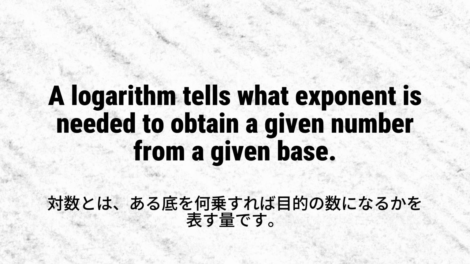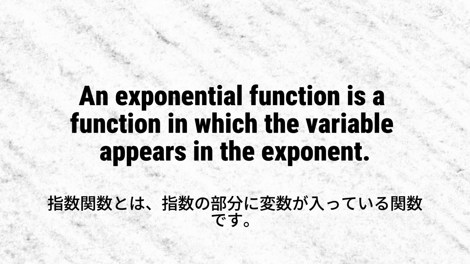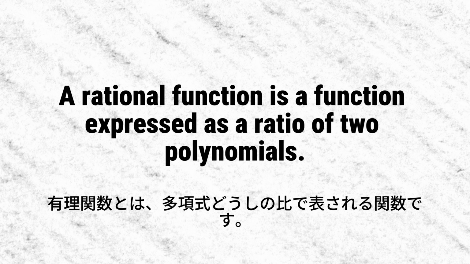A logarithm tells what exponent is needed to obtain a given number from a given base. The base of a logarithm is the number used as the repeated multiplication reference. An exponential function is a function in which the variable appears in the exponent. A polynomial function is a function defined by a polynomial expression in the variable. A rational function is a function expressed as a ratio of two polynomials.